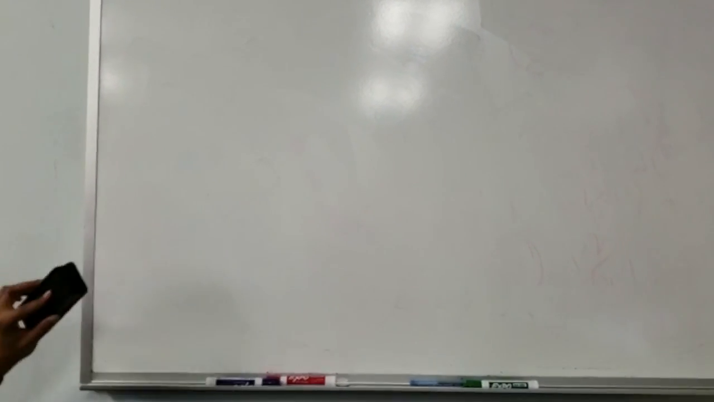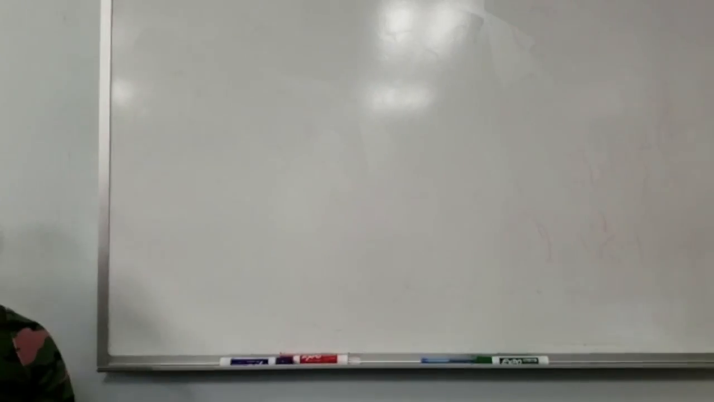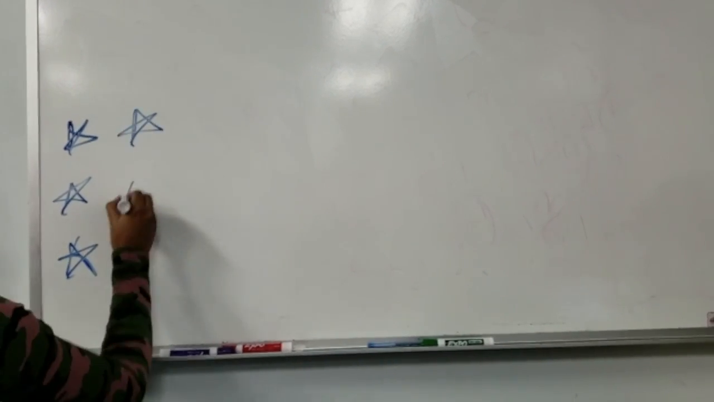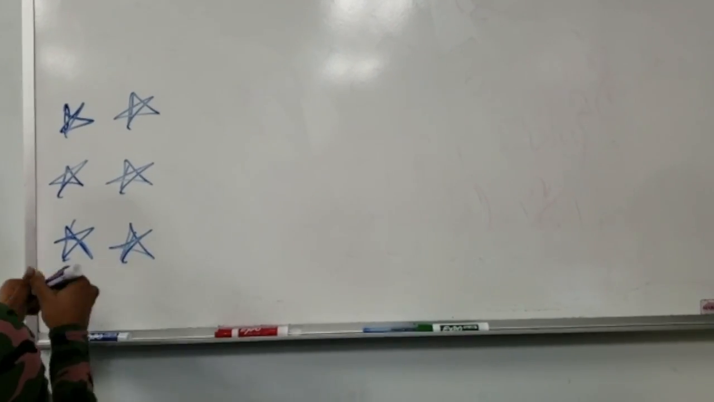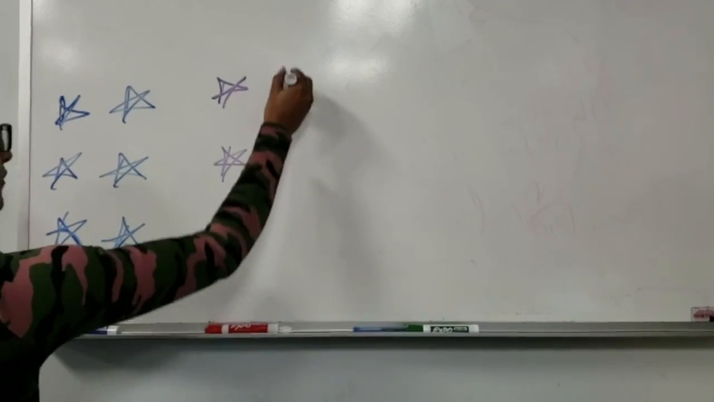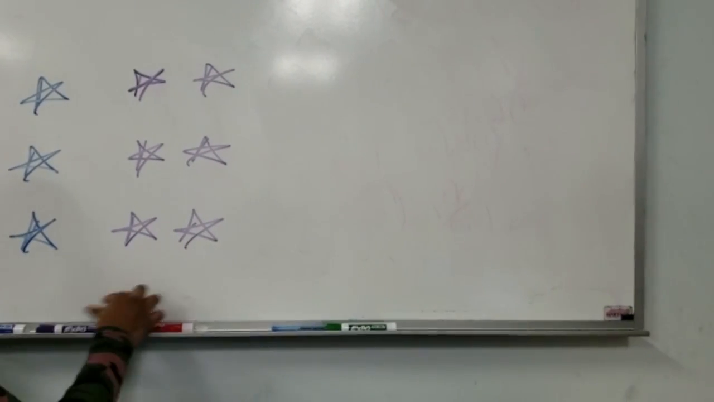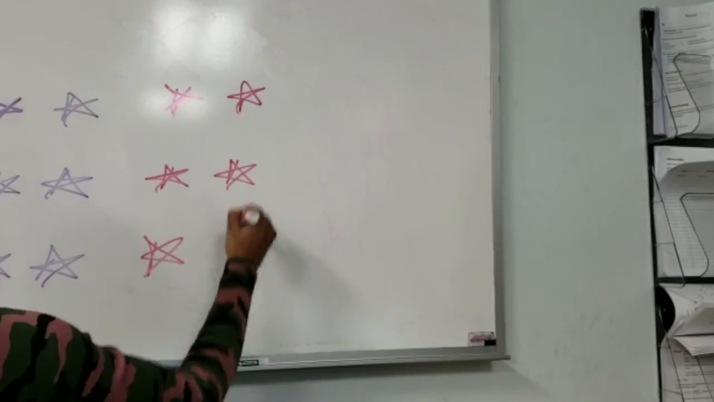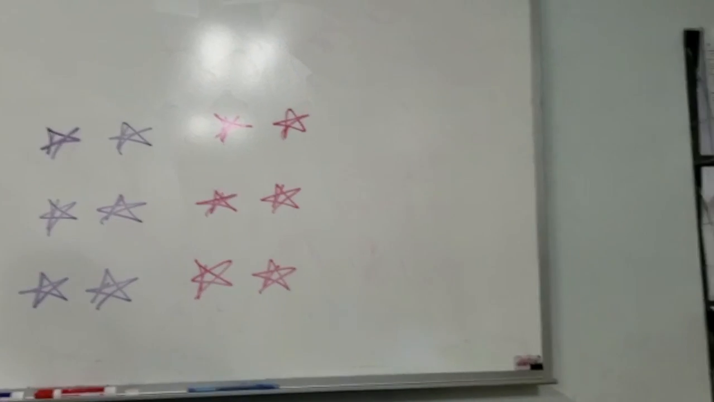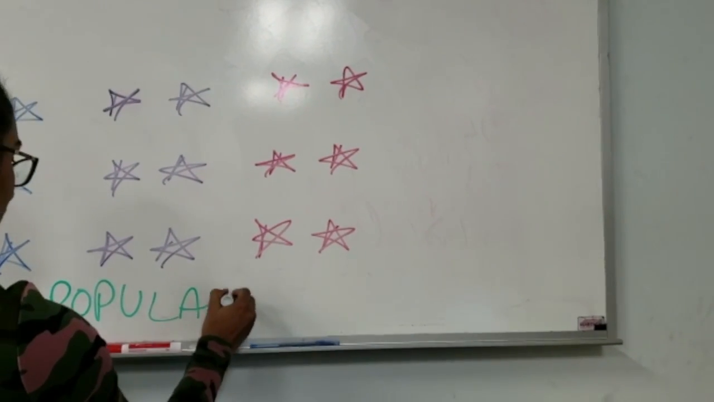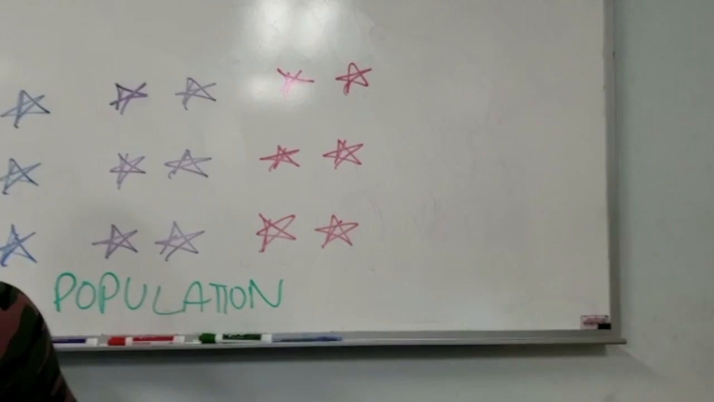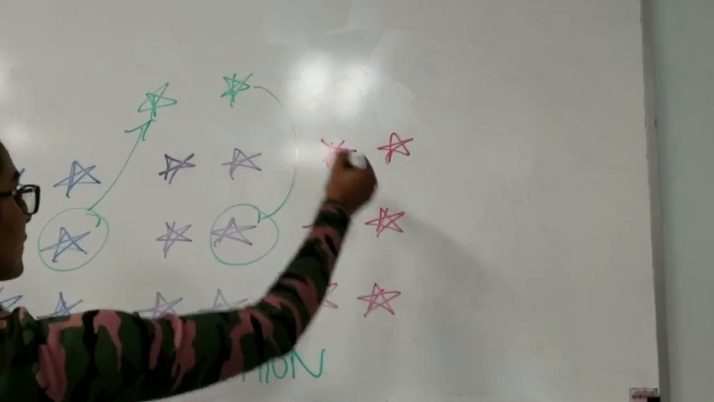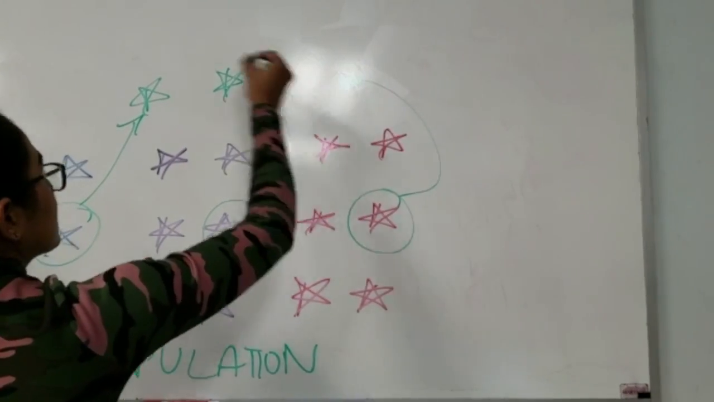So now we will be explaining the difference between population and sampling. For example, we will be drawing stars of blue color, red, and purple. So all the stars together represent a population: blue population, purple population, and red population. So if we pick a representative star from each population, that would be a sample. So we pick one star from the blue, one from the purple, and one from the red, and that is a sample.